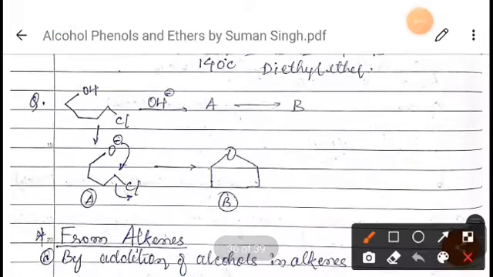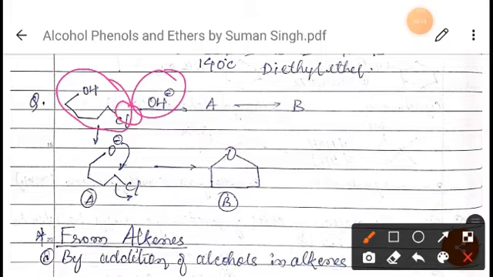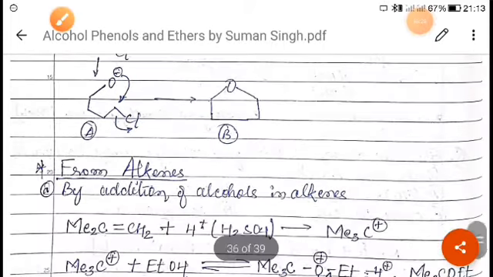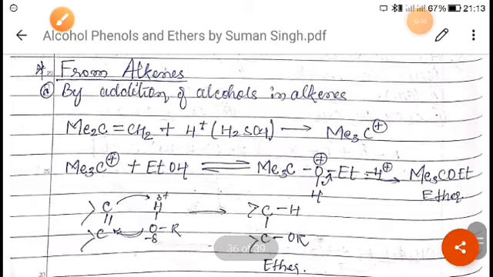So one example is here, as you can see. In place of Cl, what will happen? When we add OH here, at that time this OH negative will come and attack here, and this Cl will come out from here, and we will get this, right? So these are some of the examples I have done for you. Now next is from alkene.